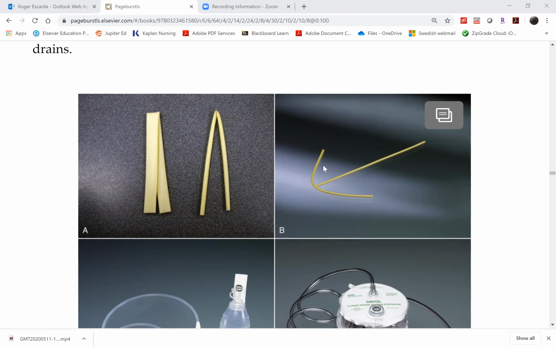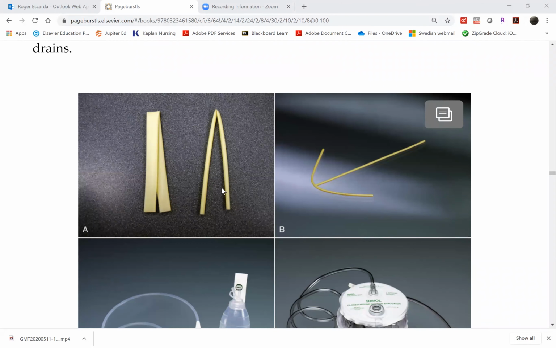T-tubes are fine. Surgeons will just simply pull these out when it's time. So this part is sticking out of the patient, and this one is in the biliary tree. Okay, this is used for gallbladder surgeries.